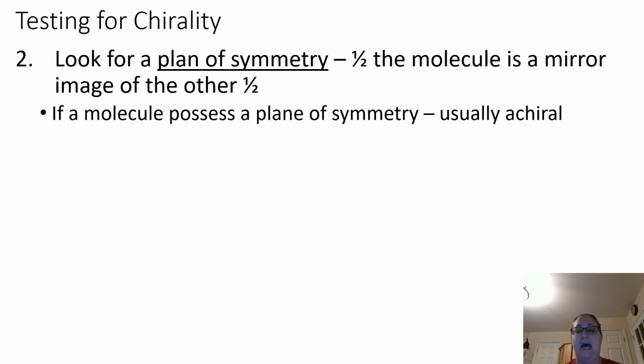And when you see that, you can pretty much assume that the molecule is going to be achiral, that the mirror image of the entire molecule we will be able to rotate, and it will be superimposable on the original structure. So sometimes looking for that plane of symmetry will clue you in that you have an achiral molecule, a molecule that has a superimposable mirror image.